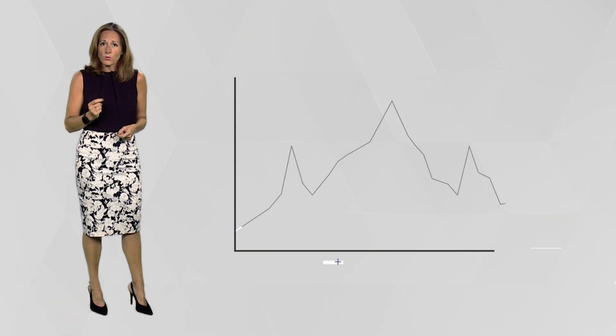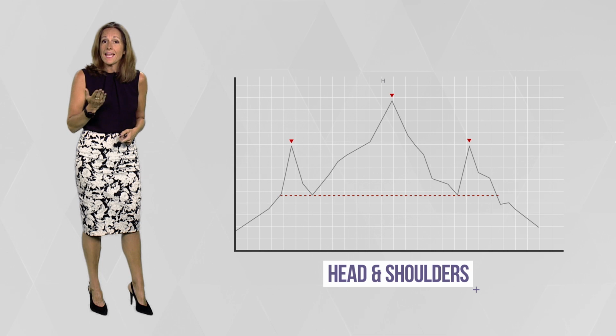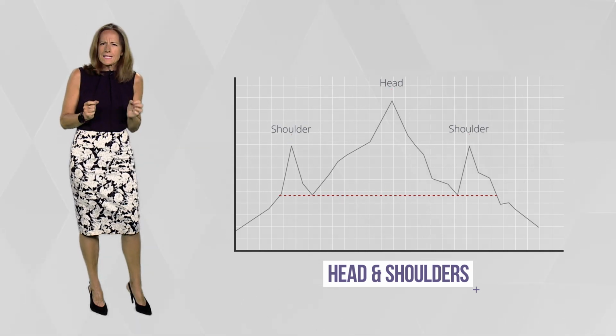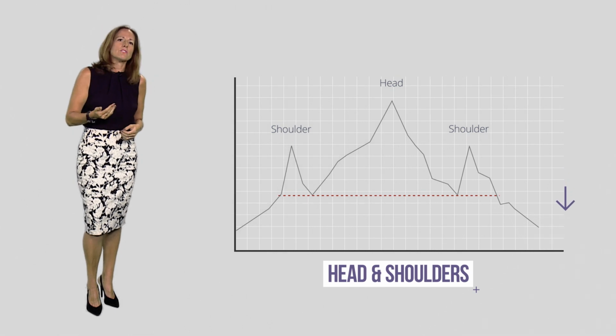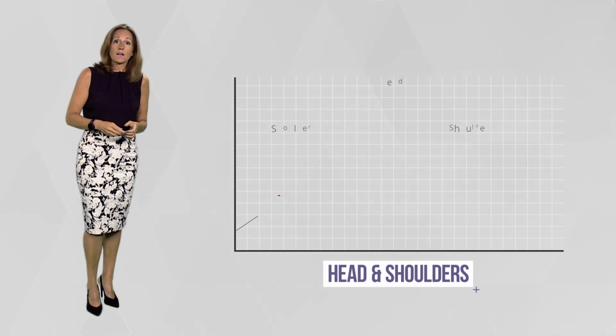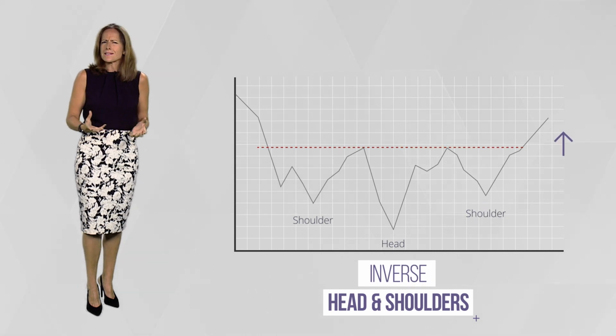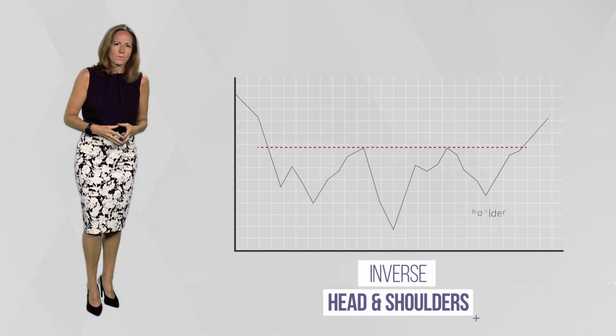A head and shoulders pattern is very similar to a triple top. It forms when the middle peak, the head, is slightly higher than the shoulders. This pattern often indicates that a bearish trend reversal is on the way, while its cousin, the inverse head and shoulders pattern, can signal a bullish move.